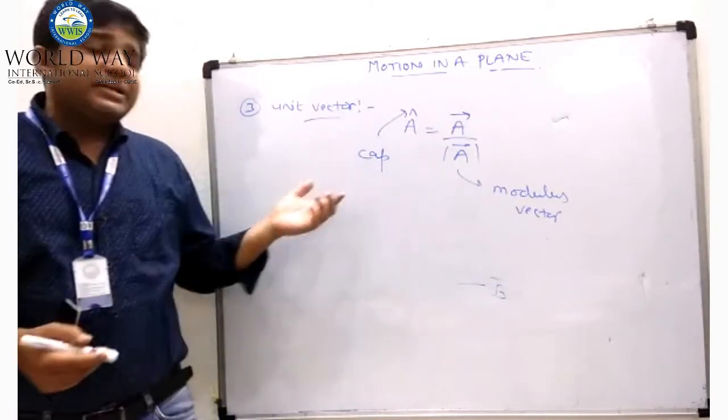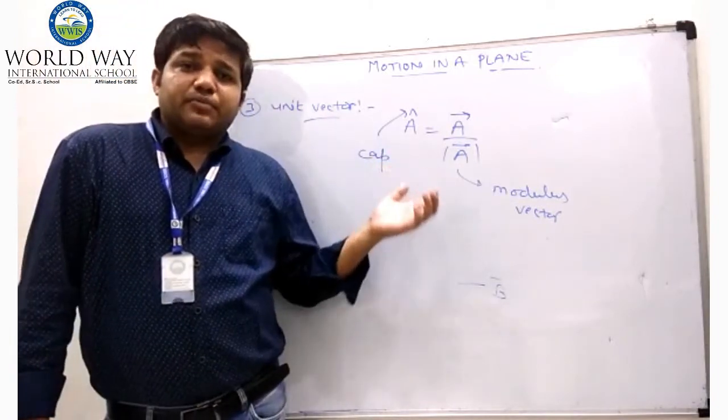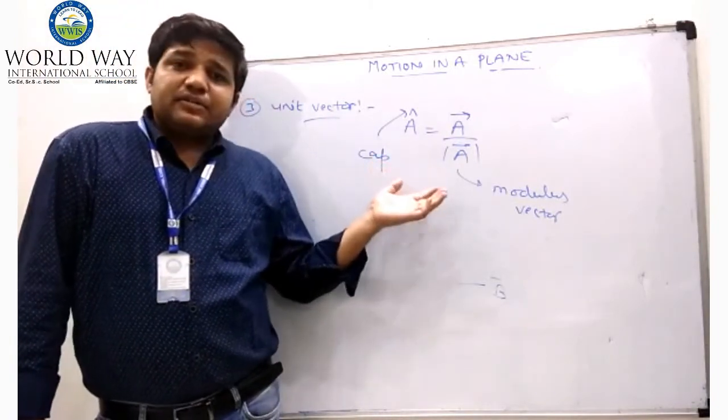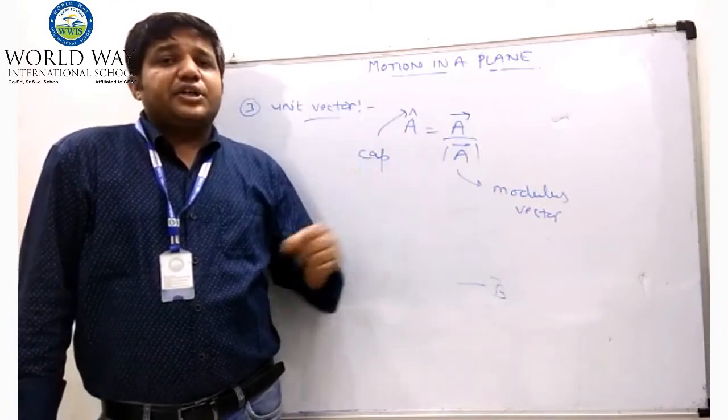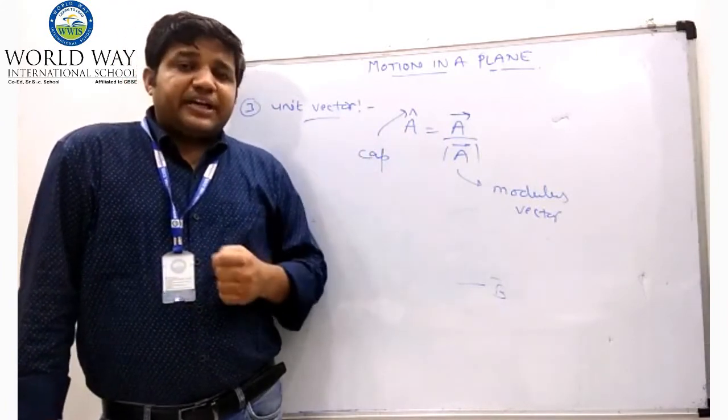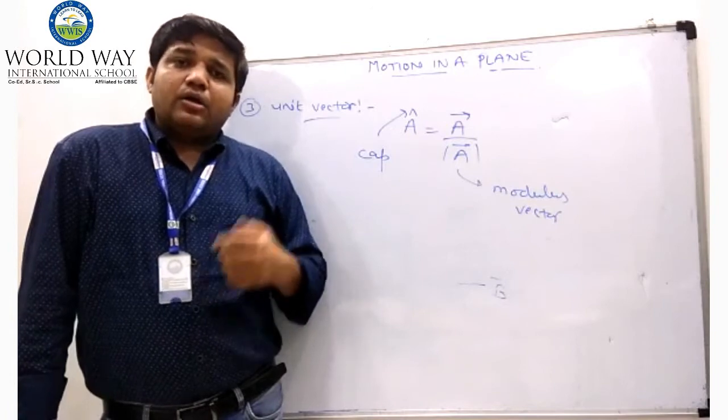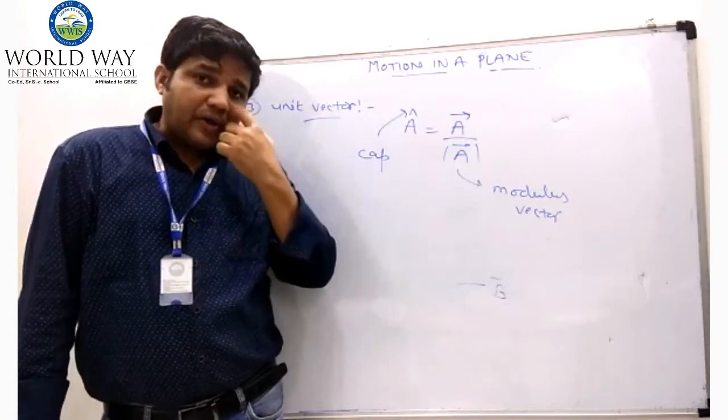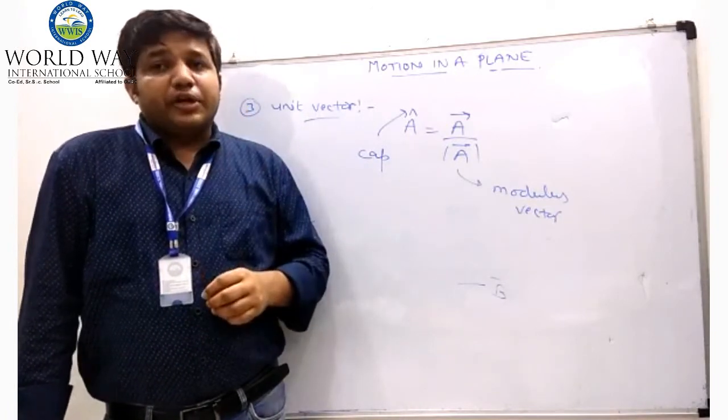So these are the simplest terms that we can use in terms of vectors. In the next class we will discuss the addition of vectors. There are 3 types of addition: triangle law, parallelogram law and polygon law.